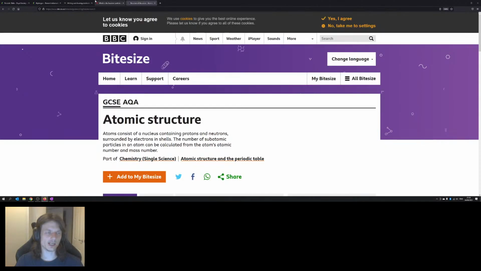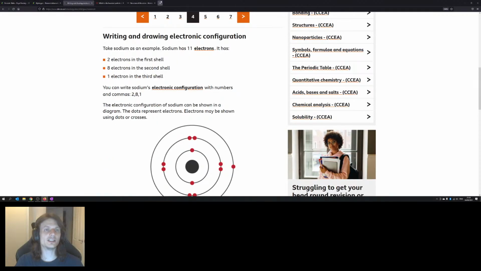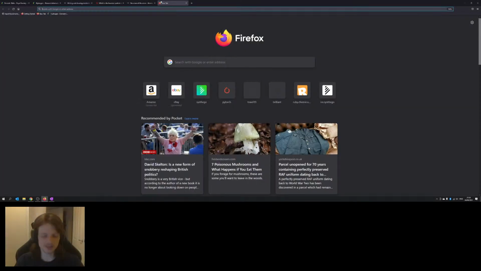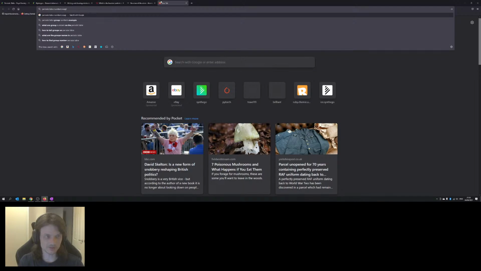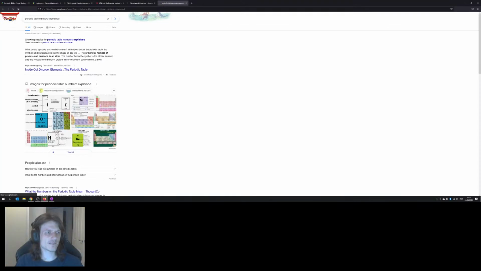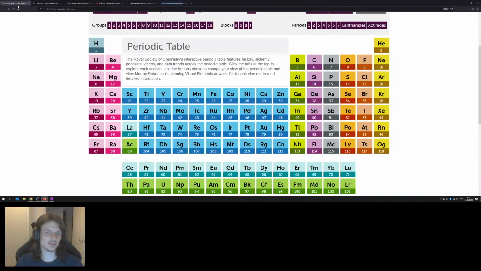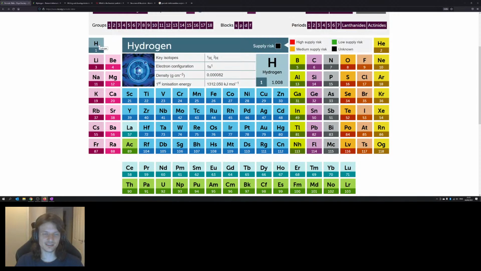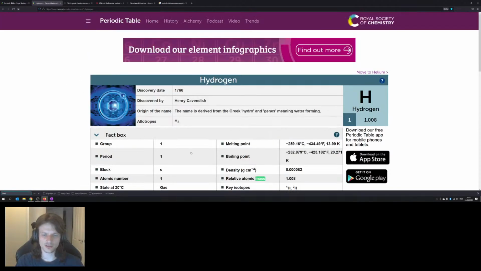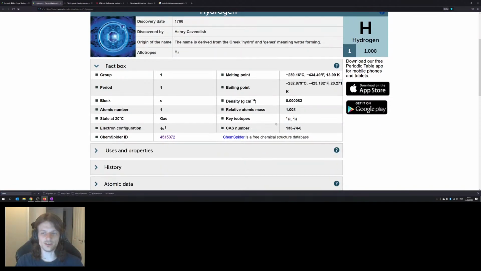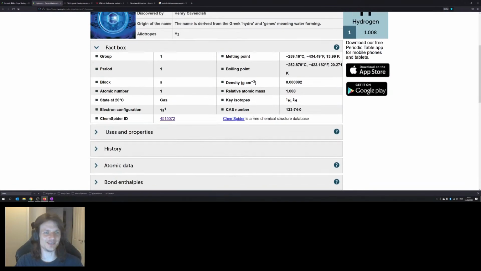So the atomic mass. Oh, the atomic number. You see, the periodic table numbers explained. So I think this is the atomic number, not the atomic mass. The atomic mass is, well, let's go into it. It probably says it. Relative atomic mass is 1.008. Okay, that makes a lot of sense.